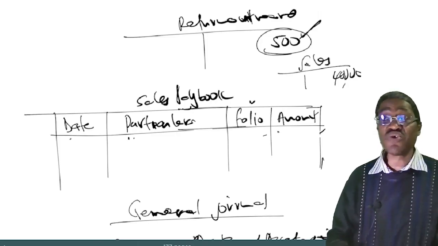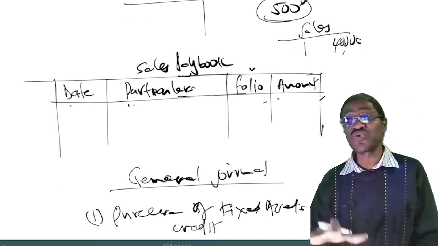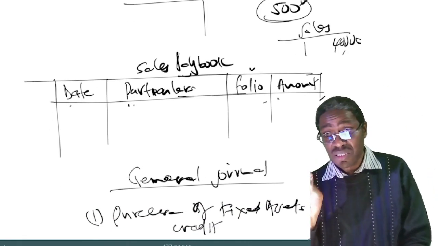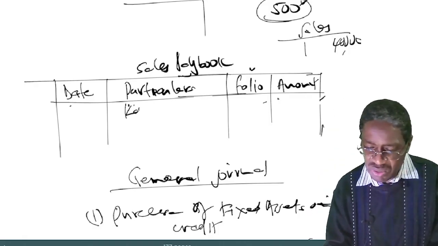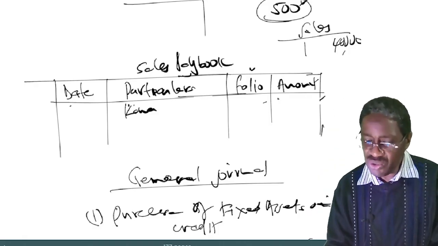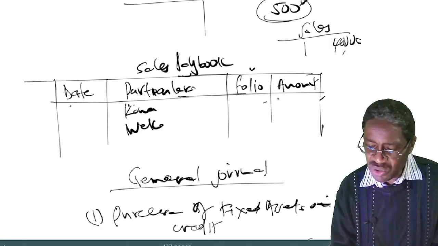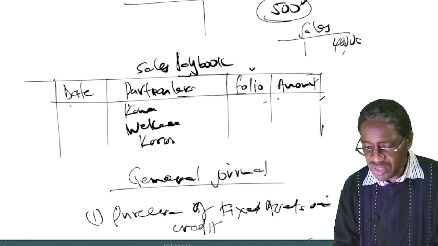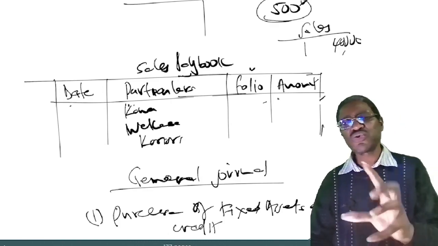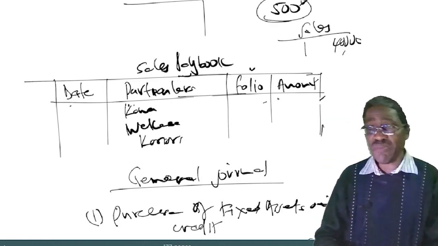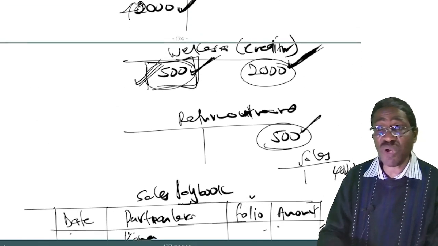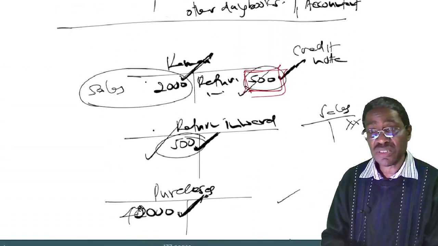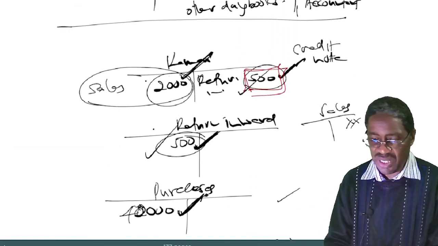you used it to record the goods that were sold on credit. So you say dear Kamau, you say dear Wekesa, you sold goods to Wekesa, you sold goods to Koril, and so on. When you sold goods to Kamau, you remember we were debiting Kamau. You can see it here. I debited Kamau.